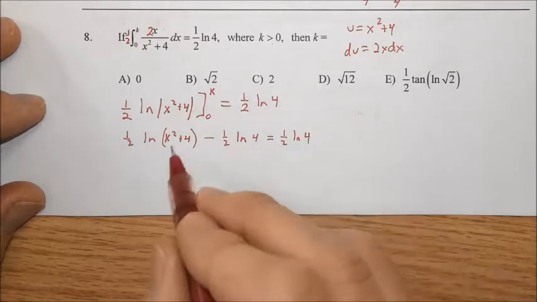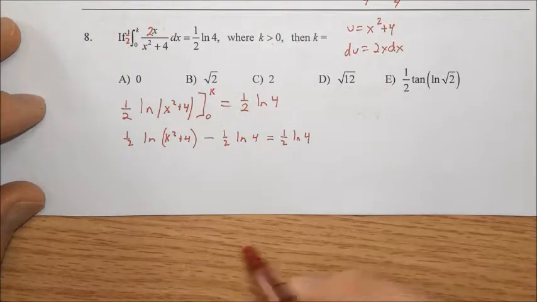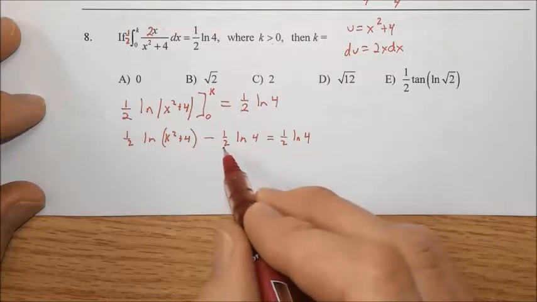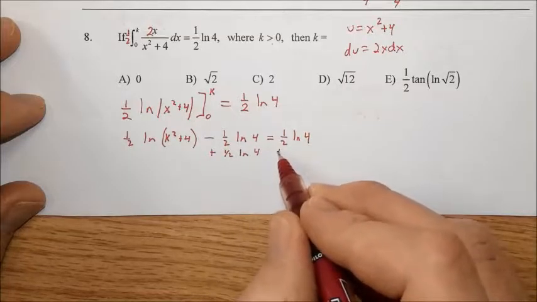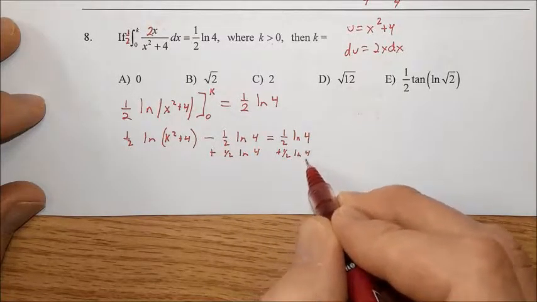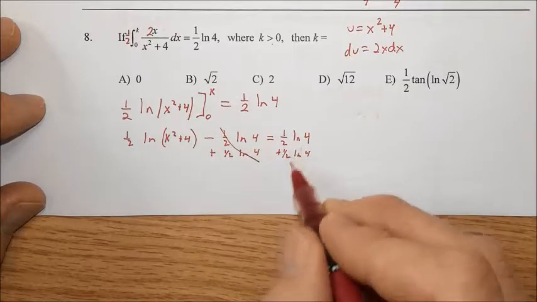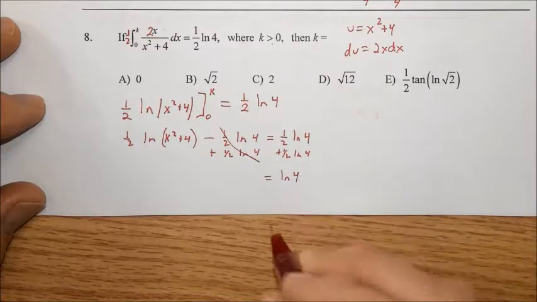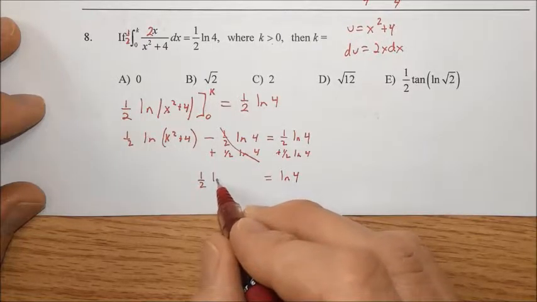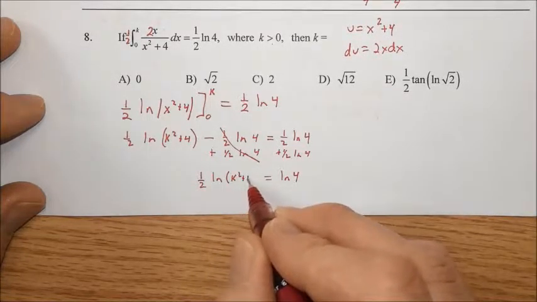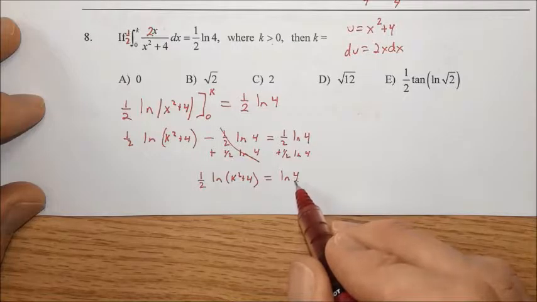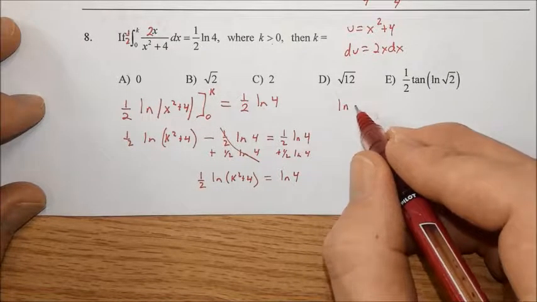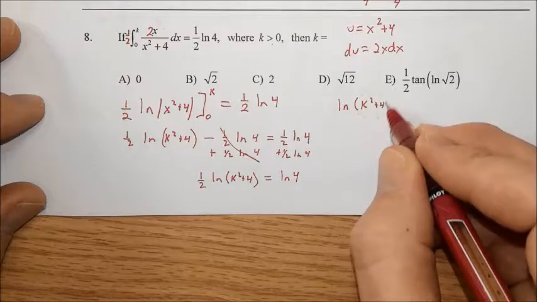Now we have an equation. We need to solve for k. Well, for starters, we can get rid of this 1/2 natural log of 4 by adding it to both sides. Doing so wipes those out and gives us an entire natural log of 4 over here. On this side we have 1/2 the natural log of k squared plus 4. So now you're saying let's get rid of the 1/2. You'd be correct. We can do that by multiplying by 2. That brings the 2 over to this side. Just be careful. Alright, we have the natural log of k squared plus 4 on the left.